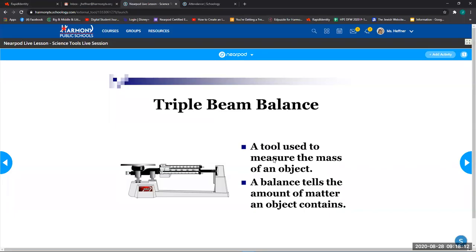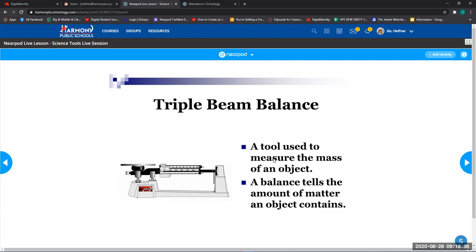Triple beam balance. You may have used it in fifth grade. A lot of times in elementary, they use a scale that looks like this, but it's got two buckets on each end. You put your weight in one end and your item in the other, and you try to make it balance out even. Well, in middle school, we don't use those anymore. We use triple beam balances.